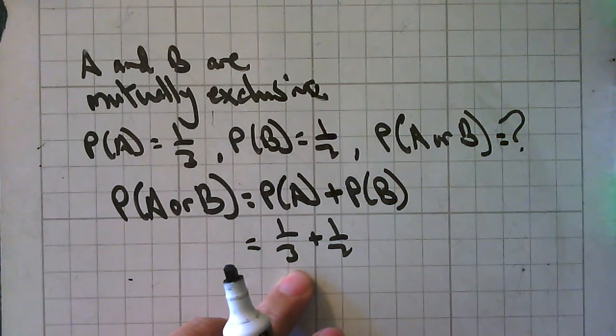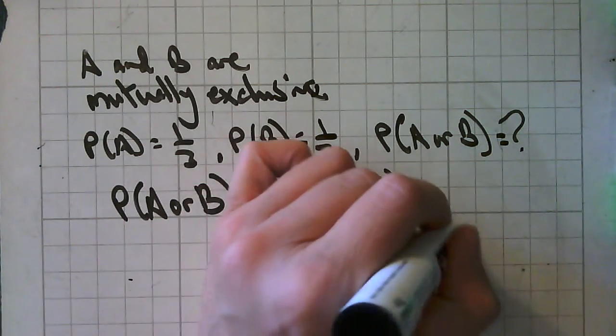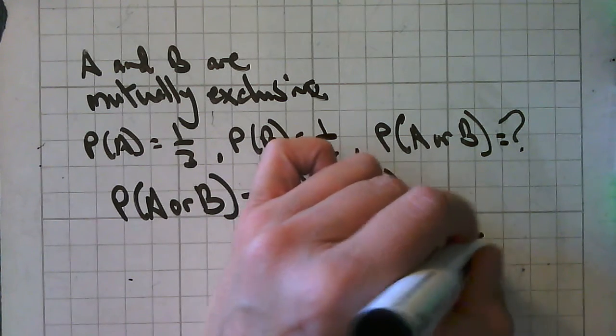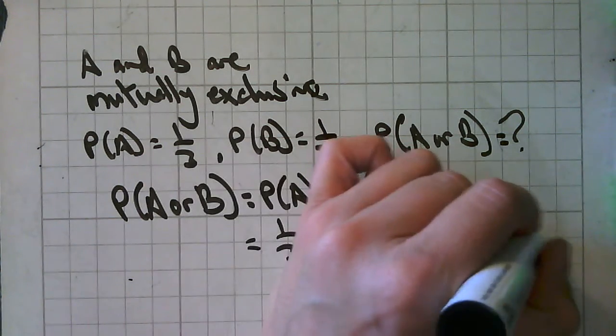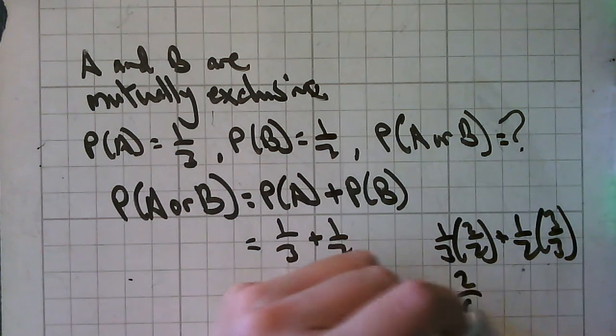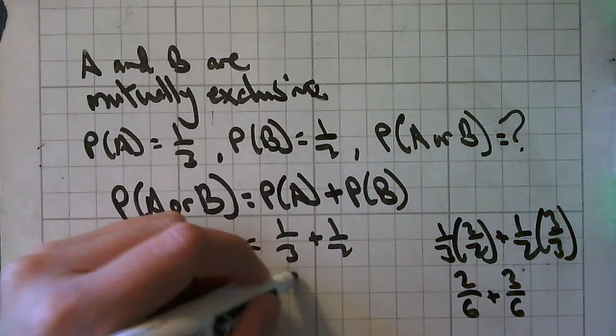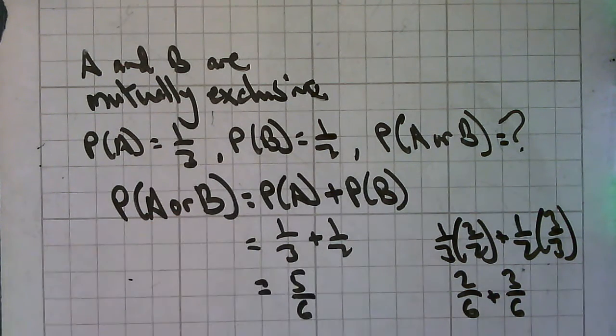For this, you have to do common denominators if you don't know how to do it on your calculator. So I'll do it on the side here. We do 1/3 times 2/2 plus 1/2 times 3/3. This gives me 2/6 plus 3/6. Our final answer is going to be 5/6.